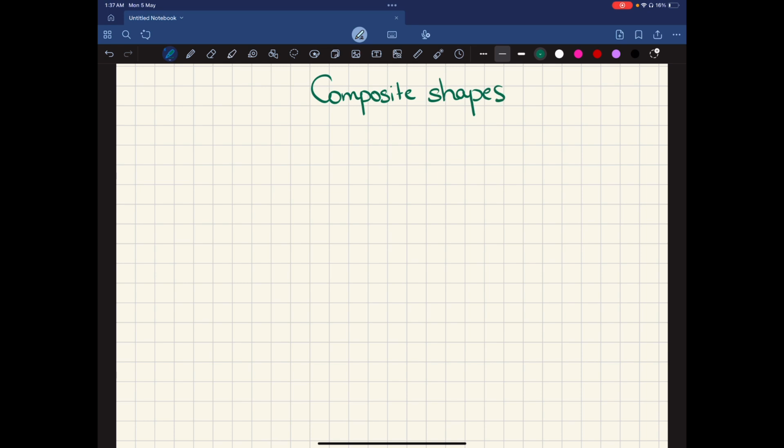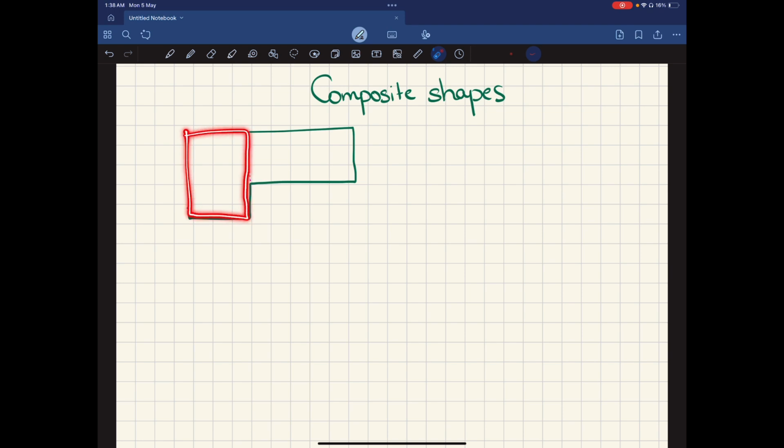A composite shape is made from simple basic 2D shapes. So for example, this is a composite shape. This is not a rectangle or a square, but it is made up of basic 2D shapes. This rectangle plus this rectangle is how this composite shape is structured.